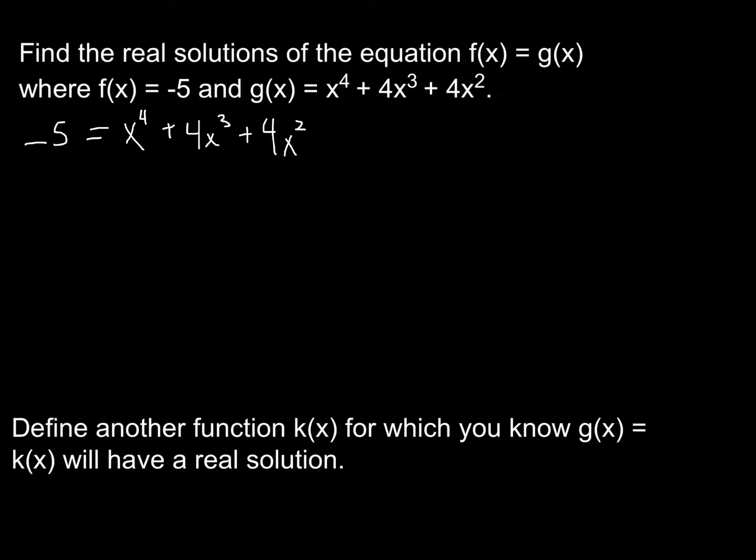And think about what that's saying. That's saying, when will the left side be equal to the right side? Okay? When will g of x have the same value as f of x? Now, does f of x's value ever change? No, it's always negative 5. But g of x will change depending on the x value. And so the question boils down to, when will g of x, this function, have a value of negative 5?